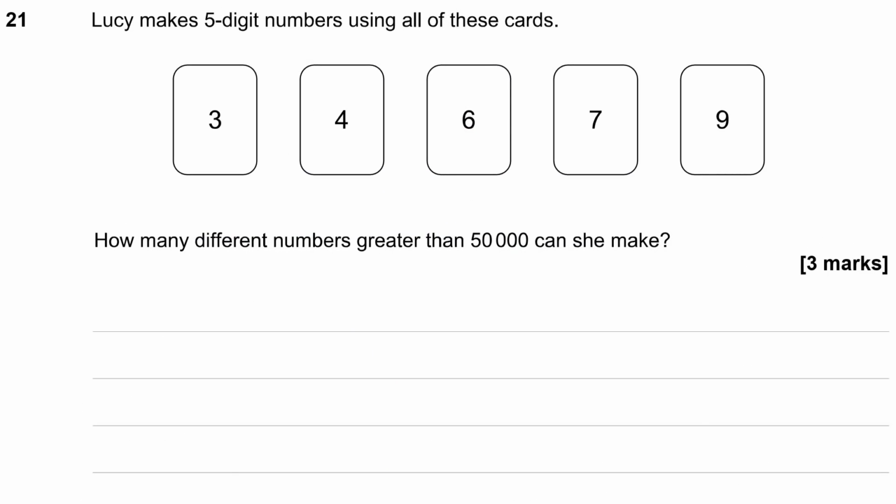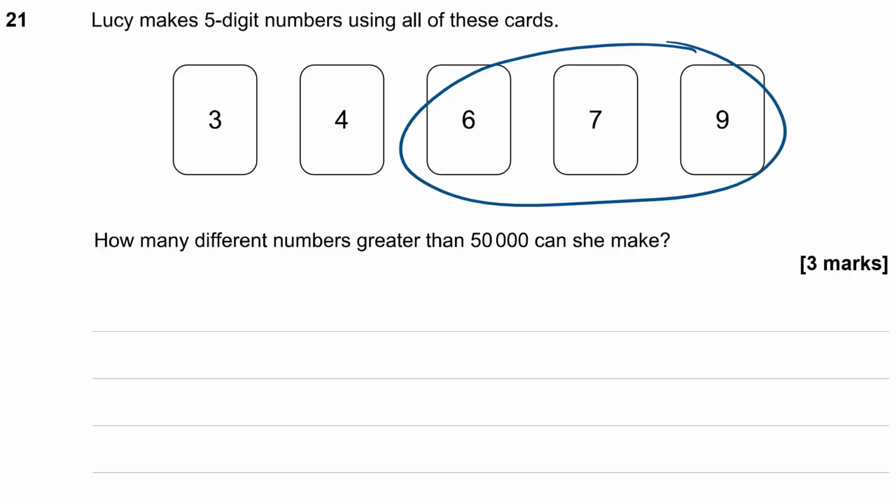Question 21. Lucy makes 5-digit number cards using all of these cards: 3, 4, 6, 7 and 9. How many different numbers greater than 50,000 can she make? Okay, so let's consider her choices. If she's going to make numbers bigger than 50,000, then there's a restriction on her first selection of her first digit card. She can only pick one of these 3 to start off with. So she's got 3 choices for her first selection.